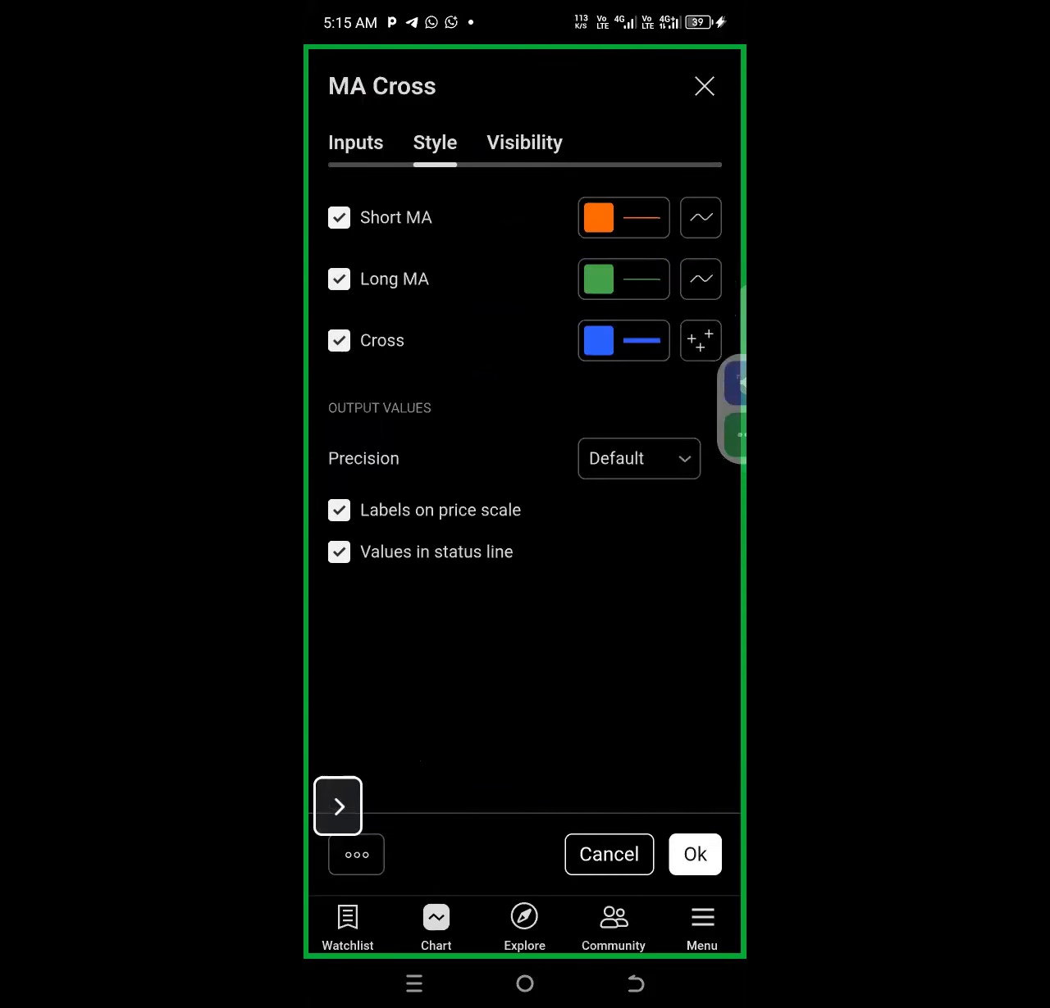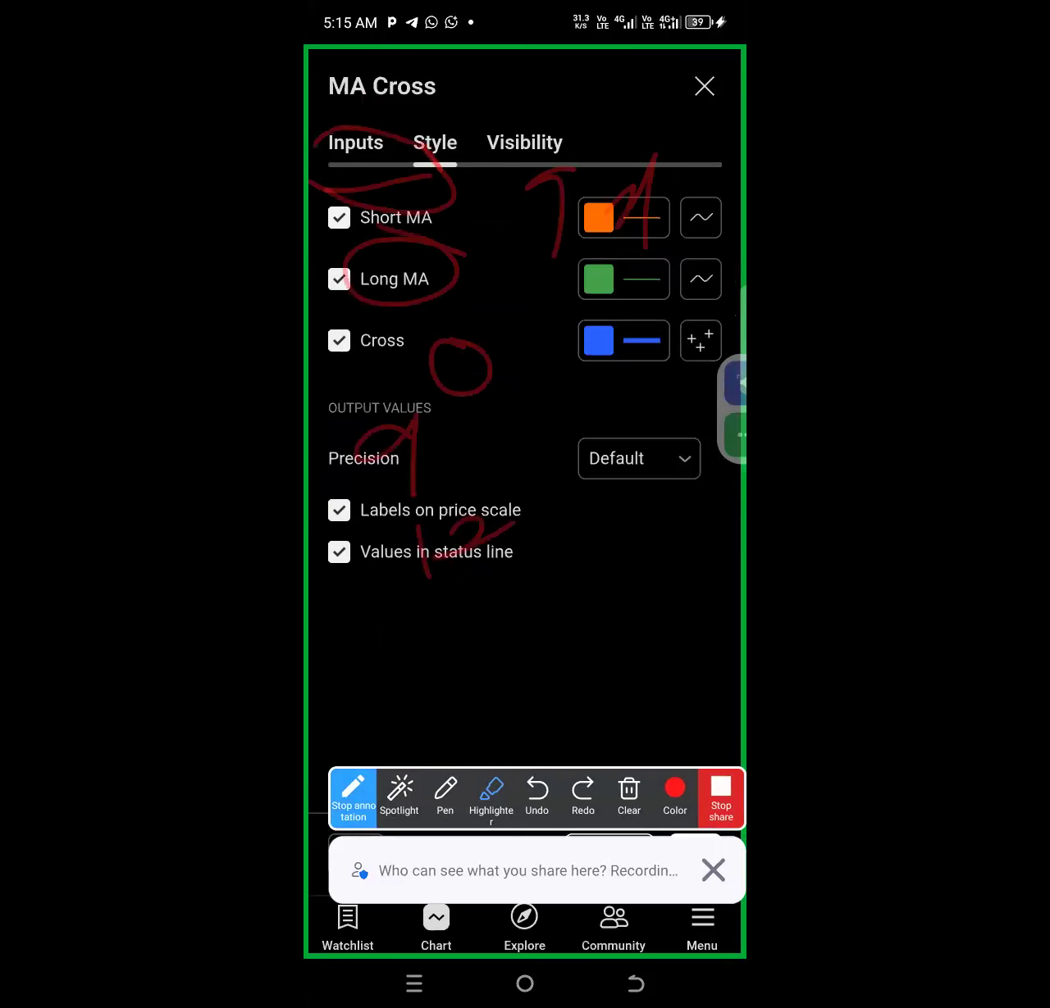Settings. Okay, style. Very good. Now, this is the short-term moving average, and this is its color. Then this is the color of the long-term moving average. Hope you can see the long moving average and the short moving average. This is the color, right?